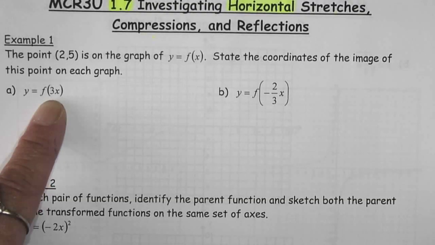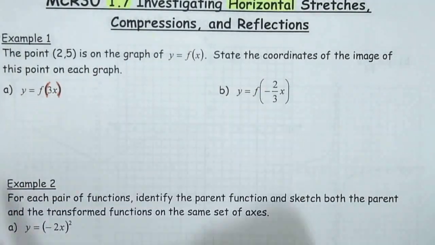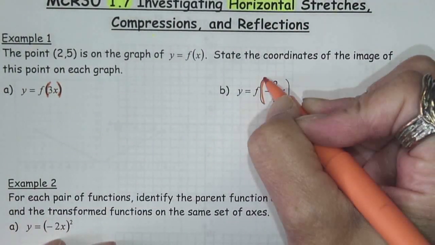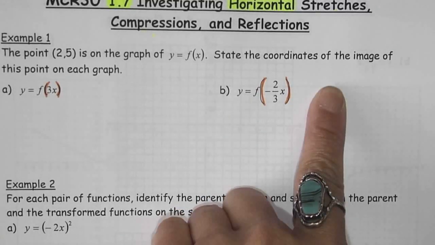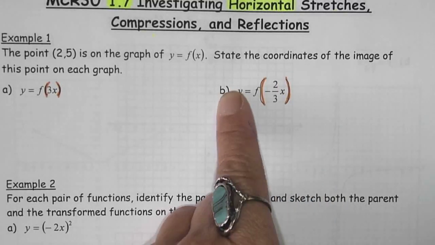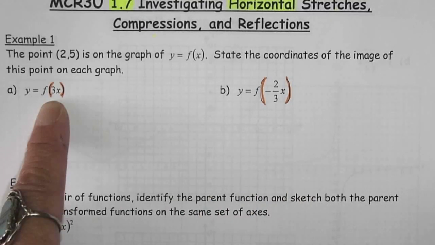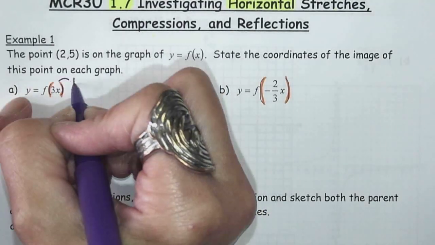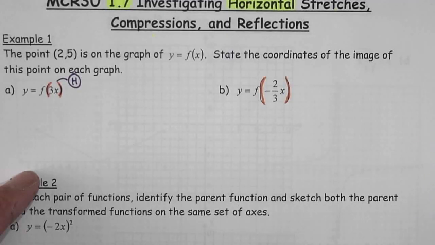If it's in the bracket, you're going to hear me say this so many times: in the bracket means horizontal. Anything in the bracket is horizontal. And we're going to recognize that because later I'll put stuff outside of the bracket, in front of the f. So I see it's in the bracket, so right away I know that this means horizontal. You don't have to write that, but that's my thought process.